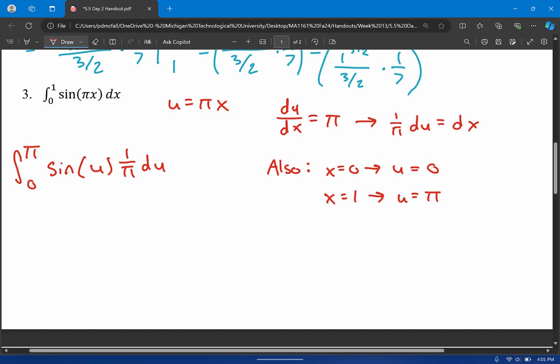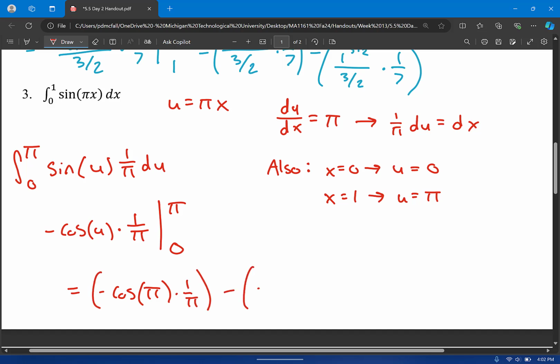The antiderivative of sine is negative cosine of u. So we have that constant multiple of 1 over pi. Right, that just stays there. Plug in pi, plug in 0. So negative cosine of pi times 1 over pi, minus negative cosine of 0 times 1 over pi.